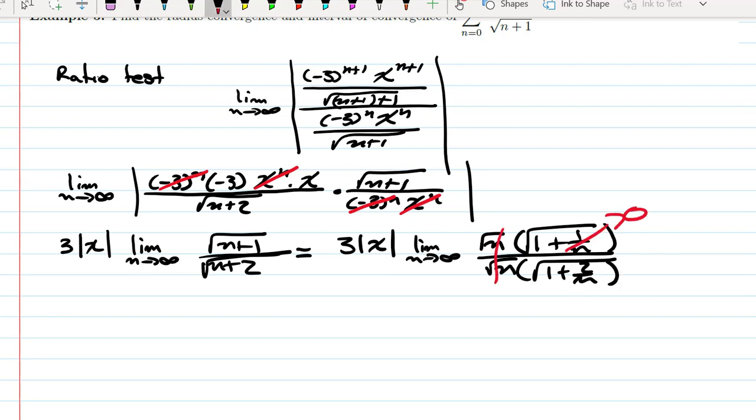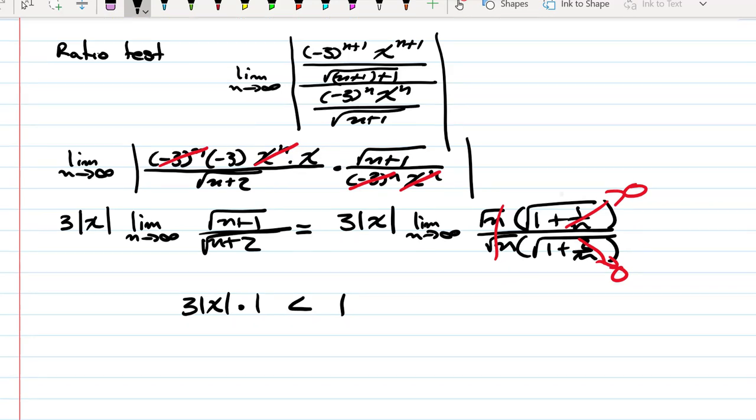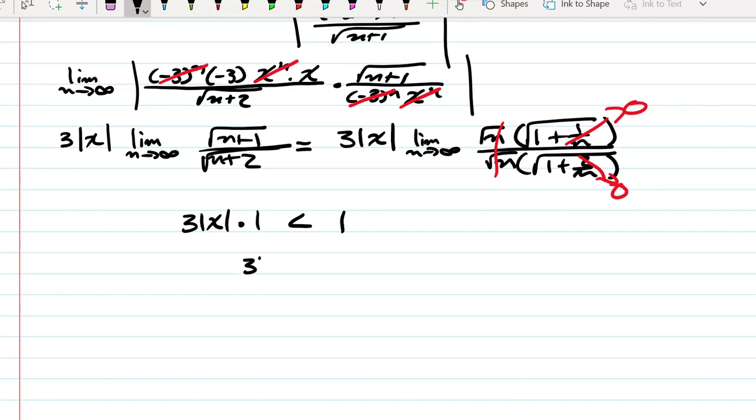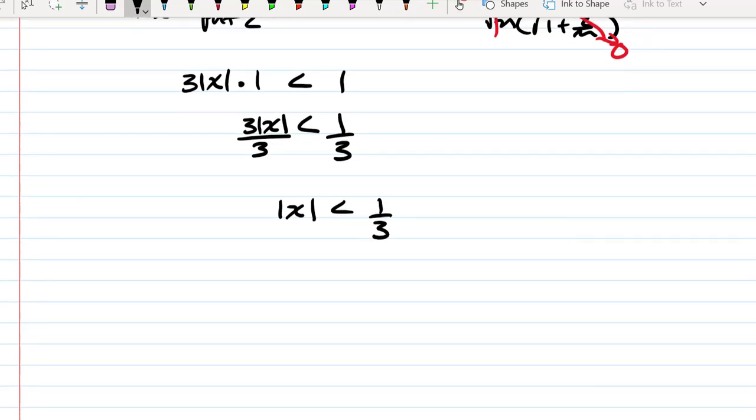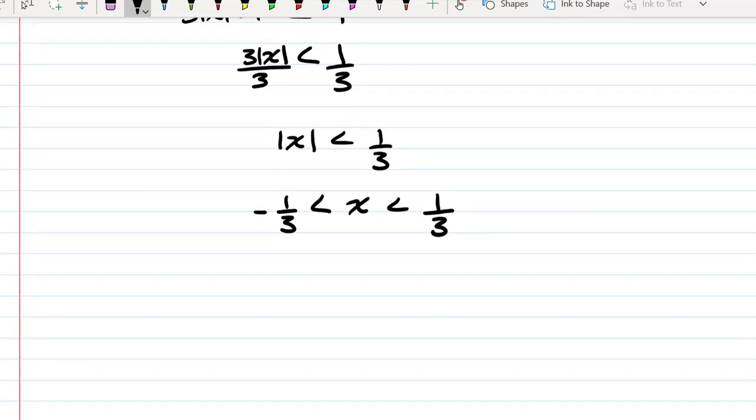And those reduce out, and as n goes to infinity, each of these goes to 0, so that limit equals 1. So we get 3 times the absolute value of x times 1, and we need this to be less than or equal to 1 for this to converge. So now we need to solve this inequality. We divide by 3, and we have the absolute value of x is less than 1/3. Writing that as a 3-part inequality, we get negative 1/3 is less than x is less than positive 1/3.